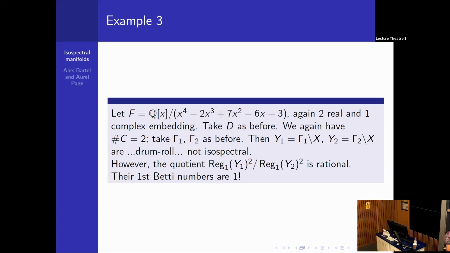So these are not isospectral at all. They are not, well, I guess I only stated they are not 0 isospectral. Nor are they 1 isospectral. They're just not isospectral in any degree. But this quotient of regulators is rational.